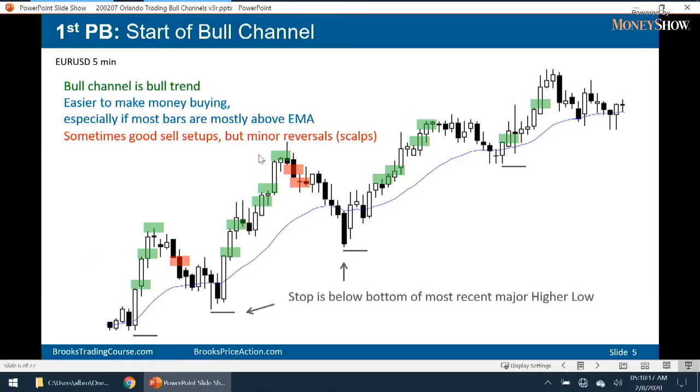If you're selling in a bull trend like this, you're looking for scalps, right? You're not looking for the market to convert into a trend. You're simply looking for relatively quick profits. The bulls who buy can buy either for a scalp or for a swing.